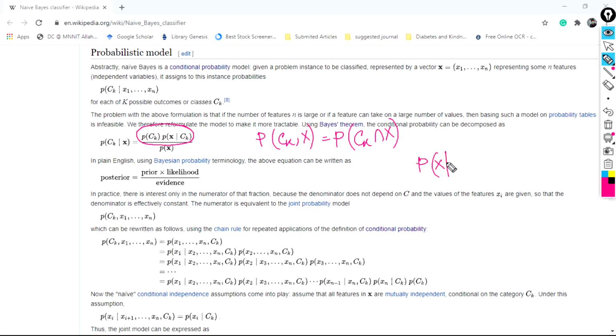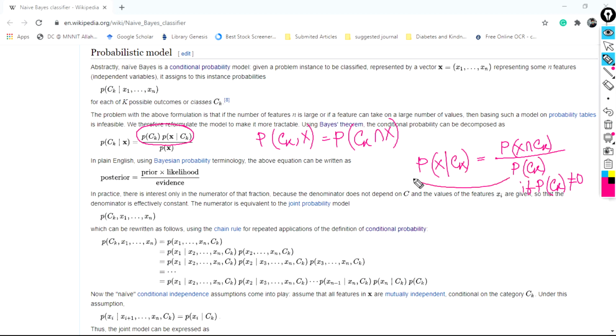Probability of the point x for a given class label ck. If you just use the definition of conditional probability here, then what will this thing be? Probability of x intersection ck divided by probability of ck, if the probability of class label ck is not equal to 0, because we assume that for our class k there is some point. Then we can write this thing.